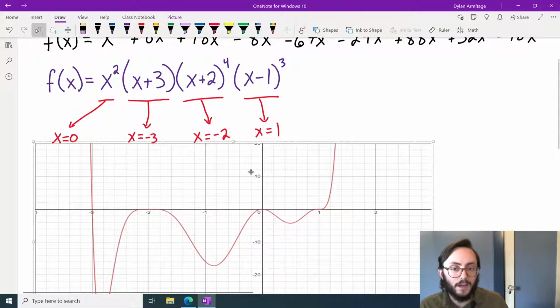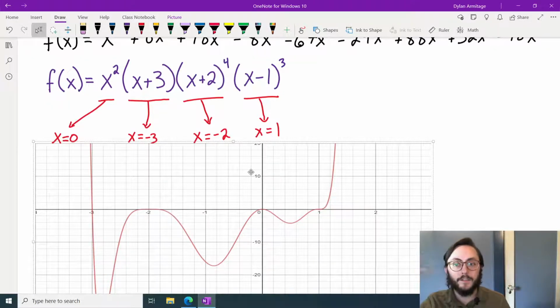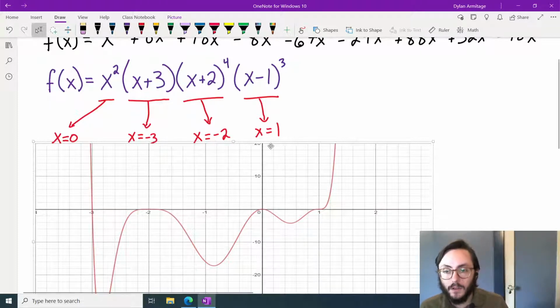And so why is that? That's because these factors appear multiple times when we actually factor everything out. Well, we can see the multiplicities. Here, x squared, if that is x equals 0, that means x equals 0 appears twice. So that's a multiplicity of 2.